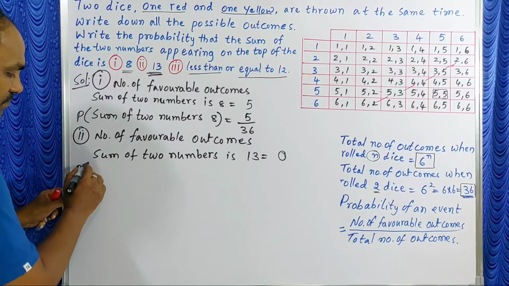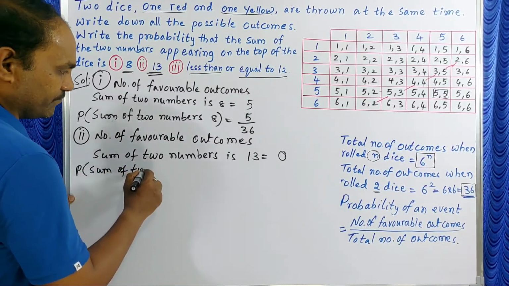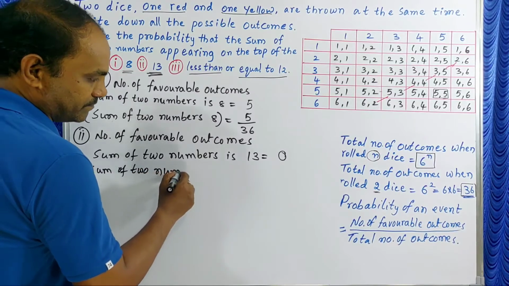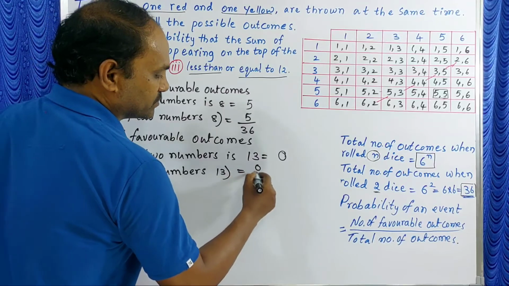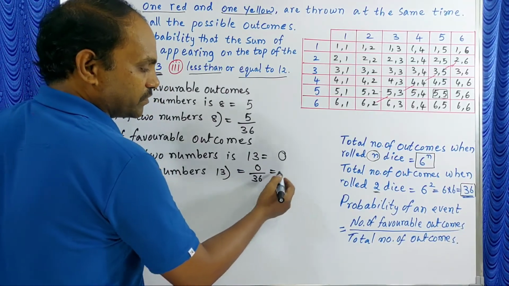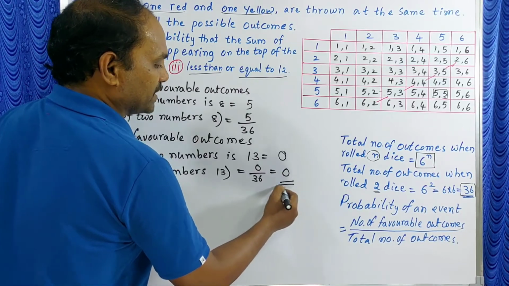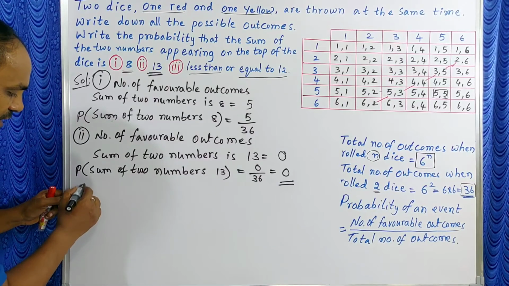So P of sum of two numbers 13 is equal to 0 by 36. Number of favorable outcomes by total outcomes. So 0 by something is 0. Let us check the third question.